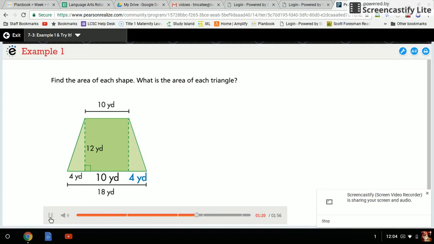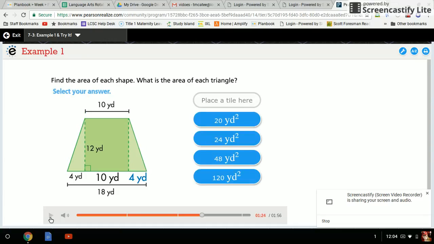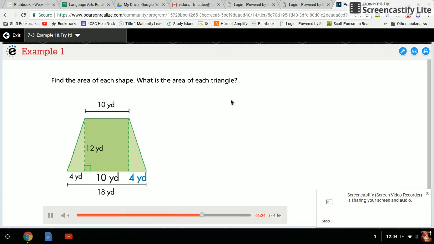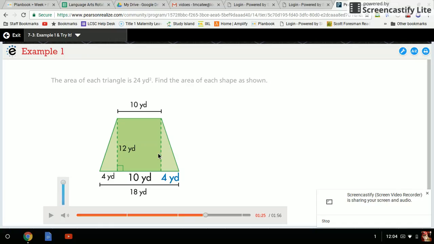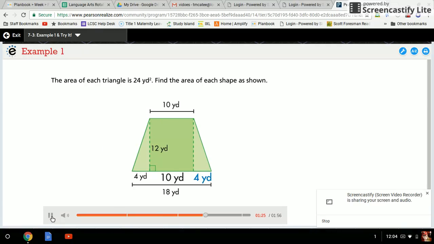Find the area of each shape. What is the area of each triangle? If you take the base times the height times half of each triangle, that should give you 24 yards squared, if I'm doing my math right. But keep in mind, you have two of those. So you're going to have to add 24 plus 24 and then find out the area of the rectangle and add that to it. The area of each triangle is 24 square yards.